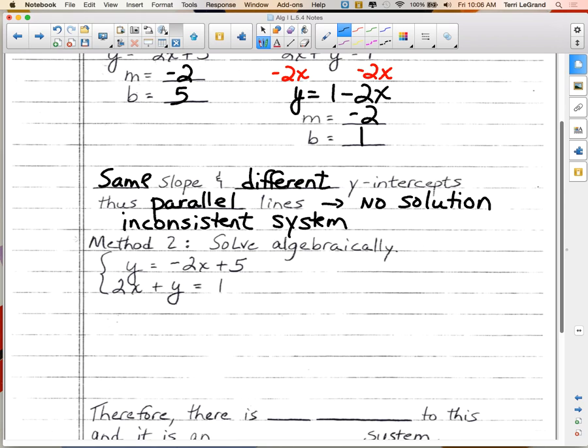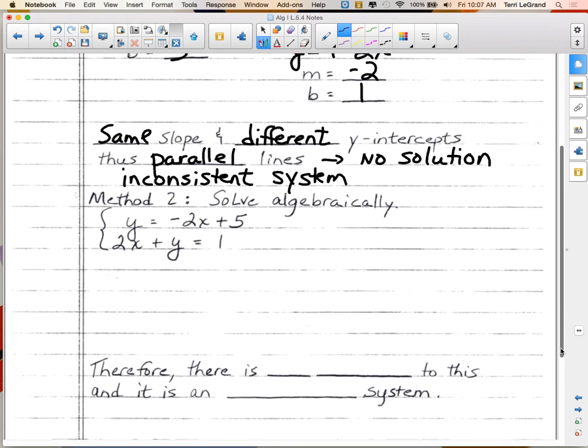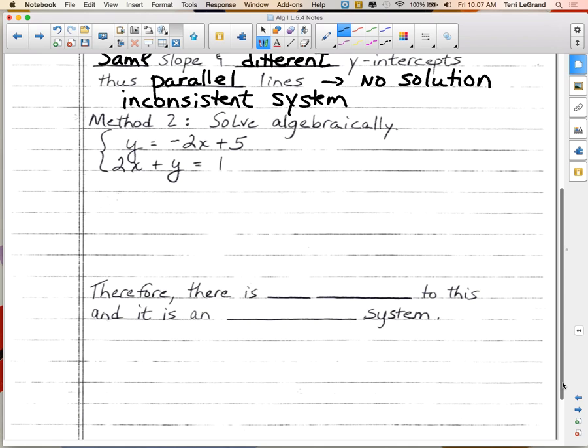So method 1, comparing their slopes and y-intercepts: after you say what is true about their slopes and y-intercepts, that means this is what kind of lines we would have on the graph. That kind of lines tells me that we have no solution. That tells me what kind of a system I have. Okay, method 2, solve algebraically. Go, do it.